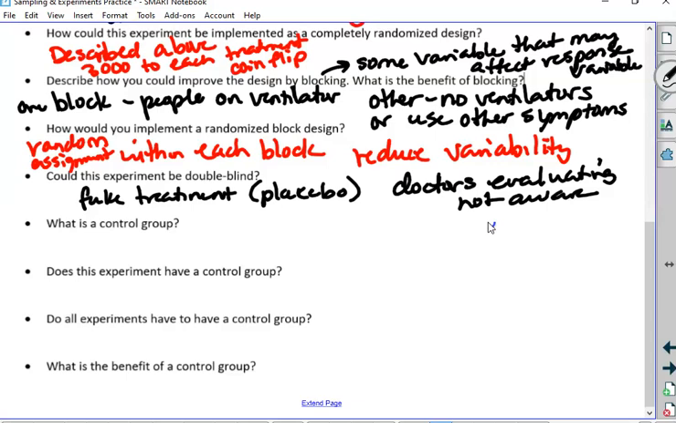So would you be allowed to call that double blind, or would you just say single blind? There's no need to double blind it. Yeah, if there's no need to double blind, it would just be single blind. Yeah. What's a control group? If you were to define it, what's a control group?